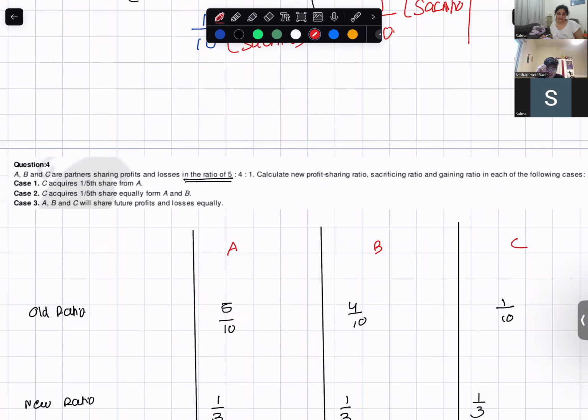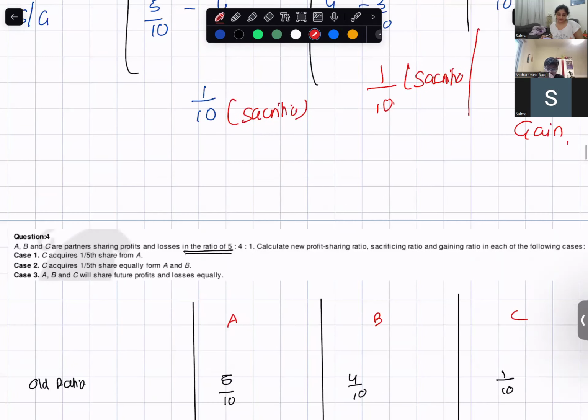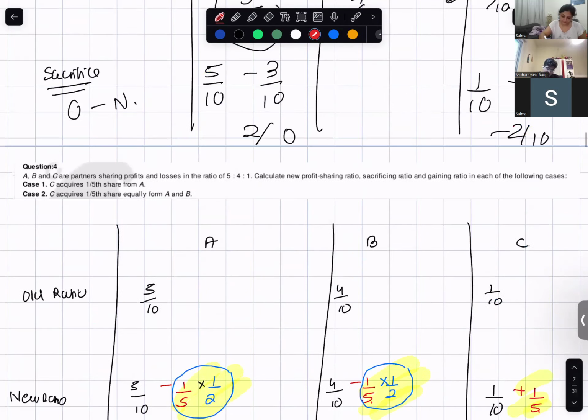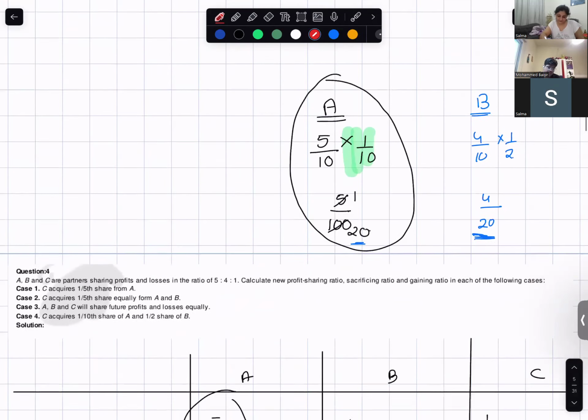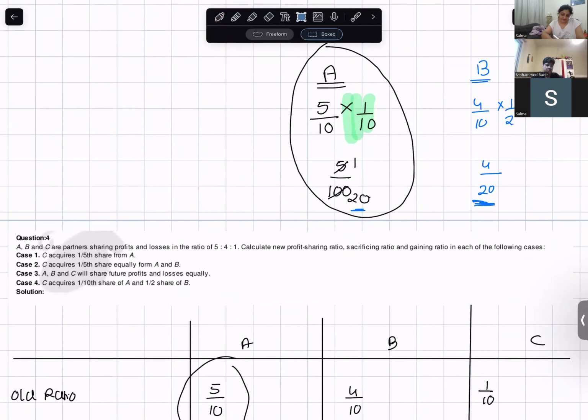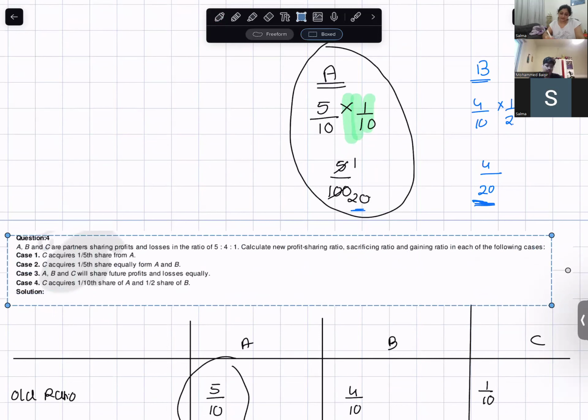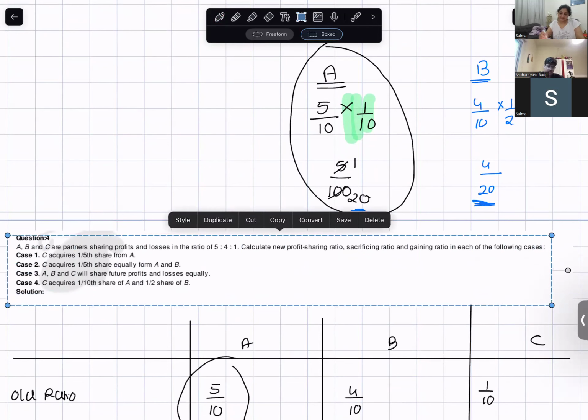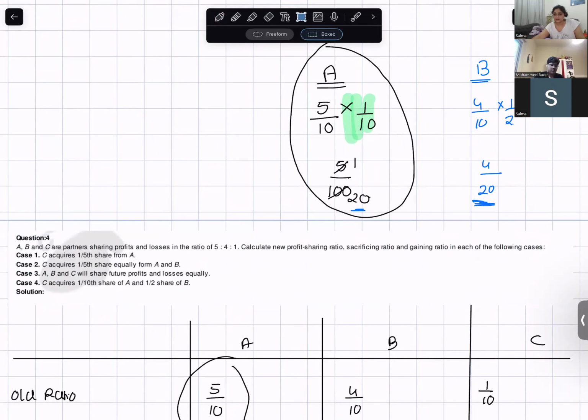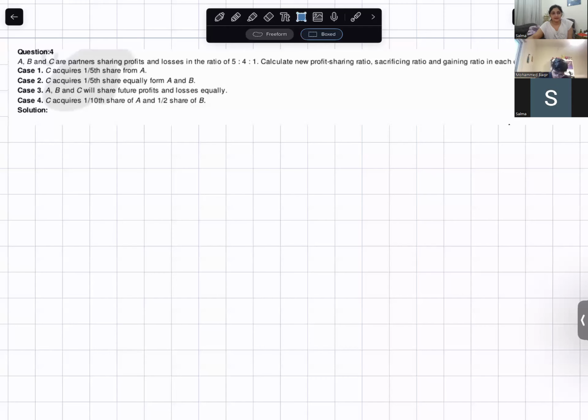So you've done case 3. Now you'll do case 4. What you need to just understand is you need to analyze the question properly. Okay?